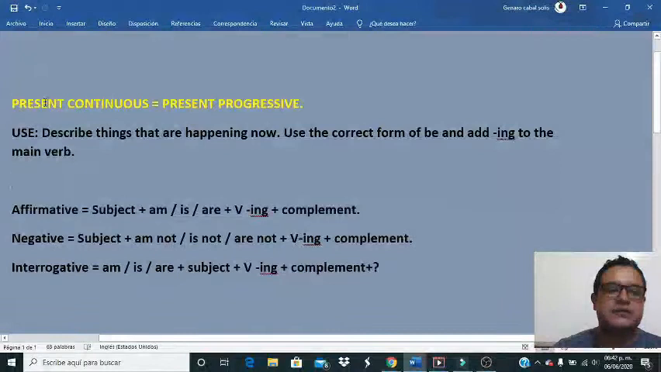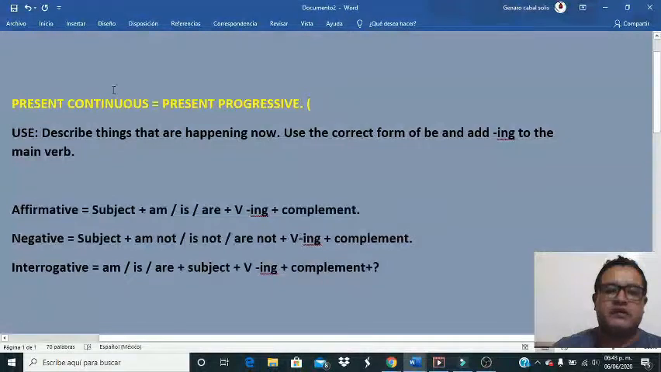In today's lesson, we are going to study a grammar topic which is the present continuous, which is the same as present progressive. Son el mismo, the present continuous, el presente continuo, and the present progressive, el presente progresivo. Well, these two tenses have a characteristic in common. Estos tiempos siempre van a tener una característica en común.